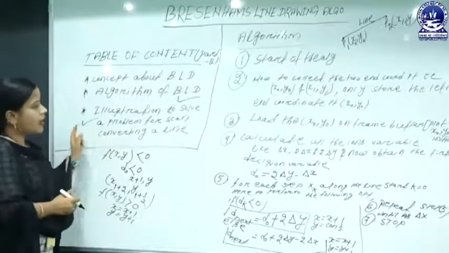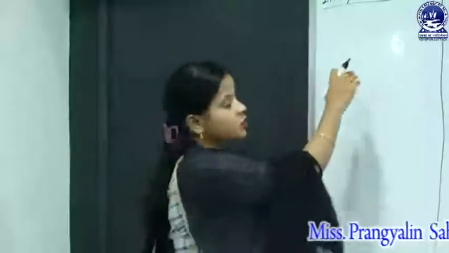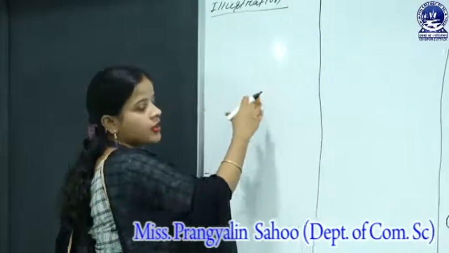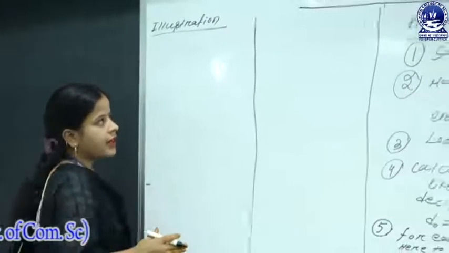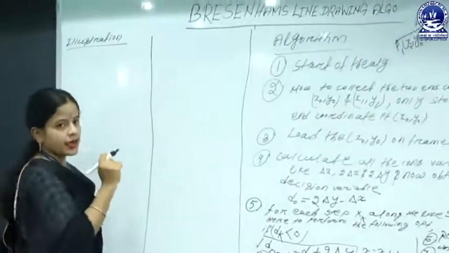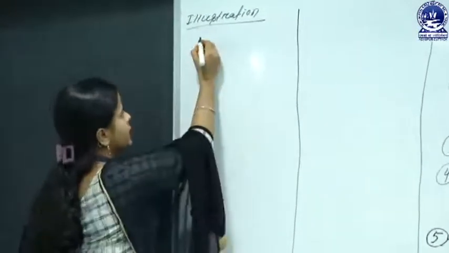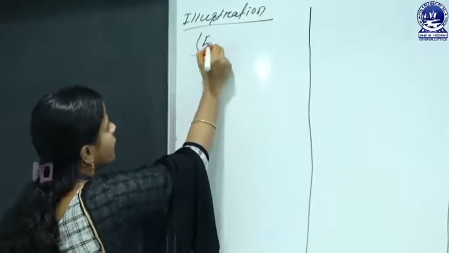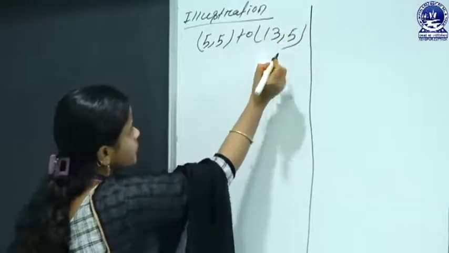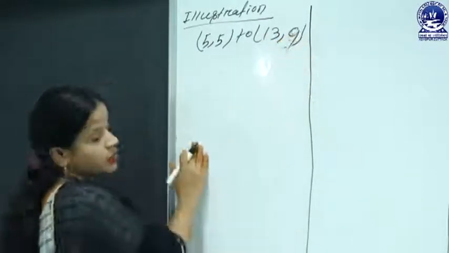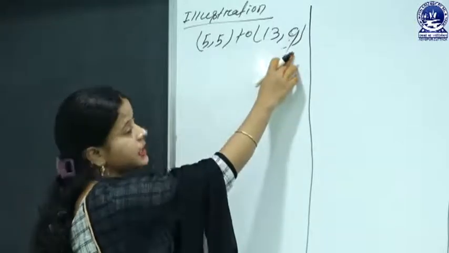So now, to check how this algorithm is executed, let's use an illustration. To start, we will look at how data is converted into graphical format using Bresenham's line drawing algorithm. Suppose we are given two pixel points: one is (5, 5) and the other is (13, 9).